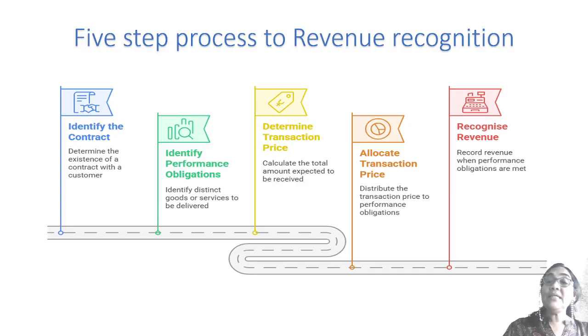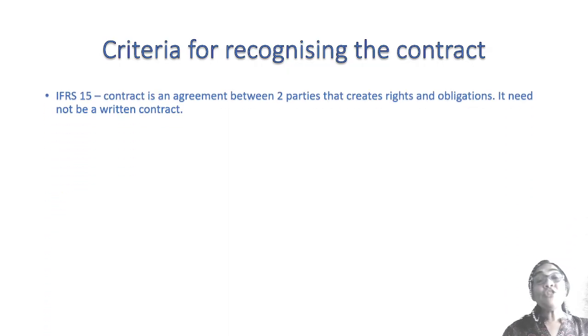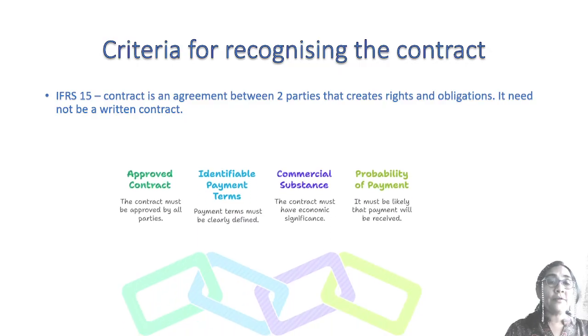The first step is to identify a contract. So, determine the existence of a contract with the customer. To identify a contract, there are certain criteria. So, which are these criteria? IFRS 15 tells us that a contract is an agreement between two parties that creates rights and obligations, and it need not be a written contract.